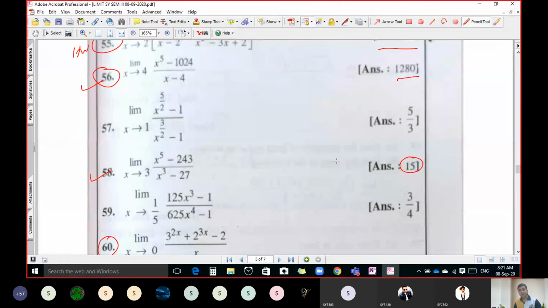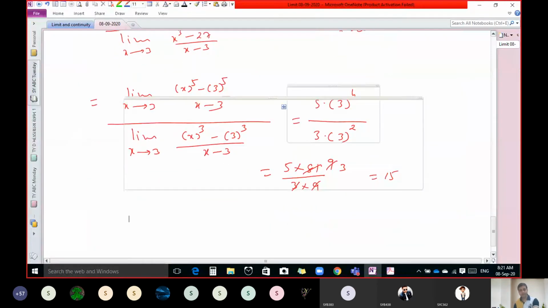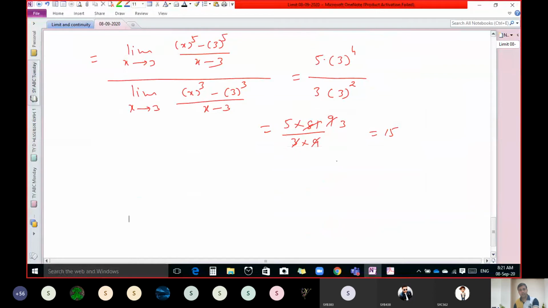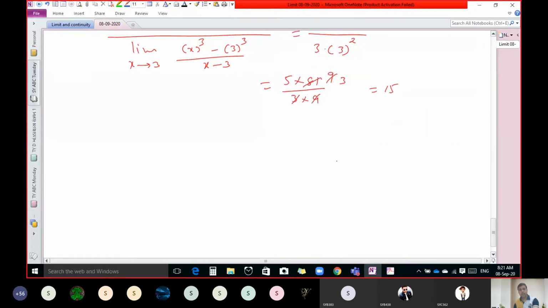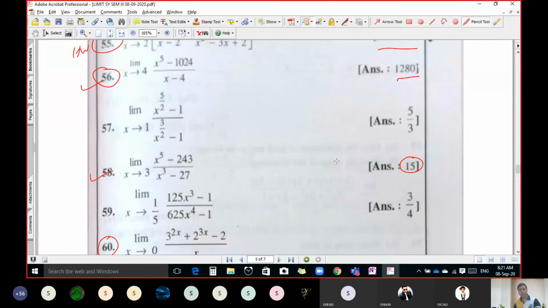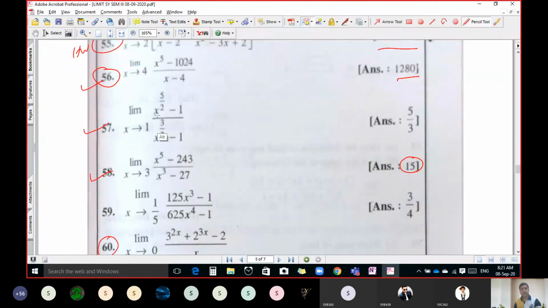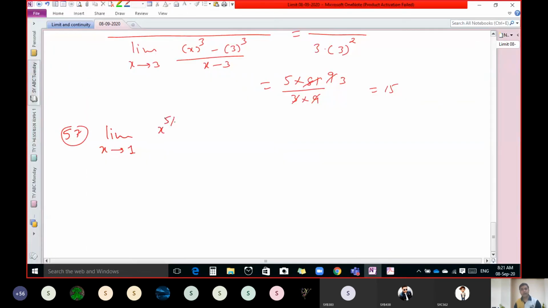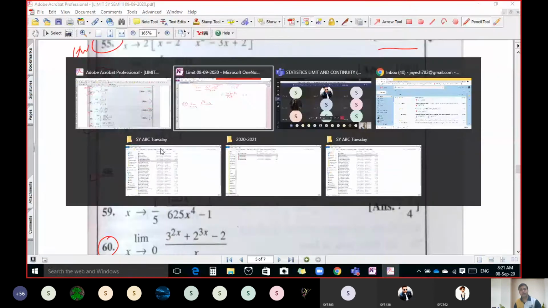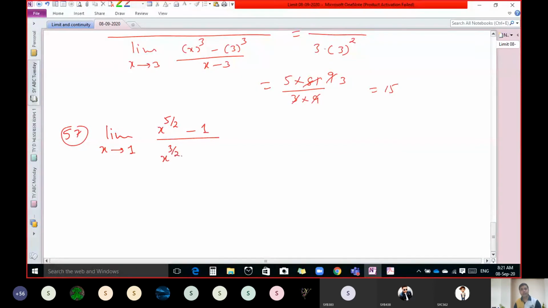Any of you, any problem? Let us do practice for this. Question 57: limit x tends to 1 of (x raised to 5 by 2 minus 1) upon (x raised to 3 by 2 minus 1).